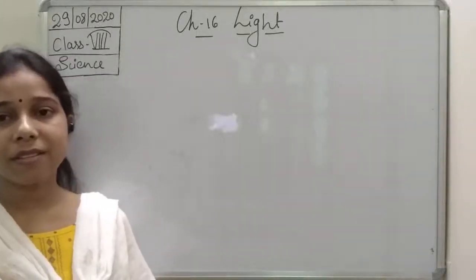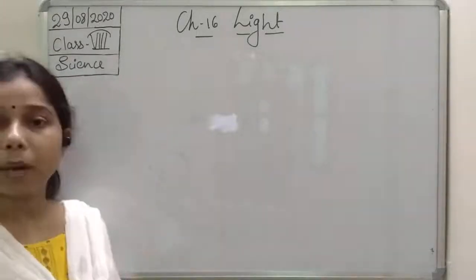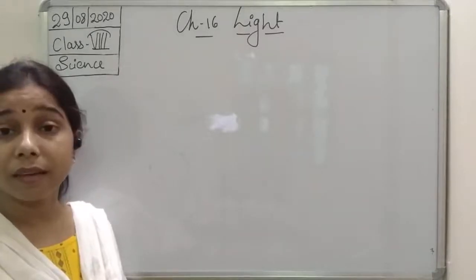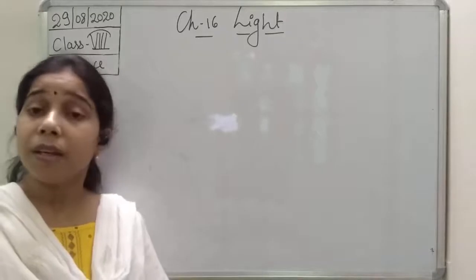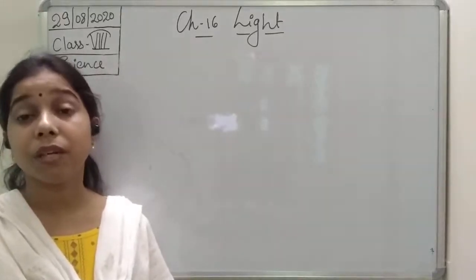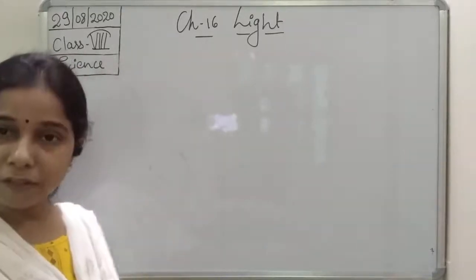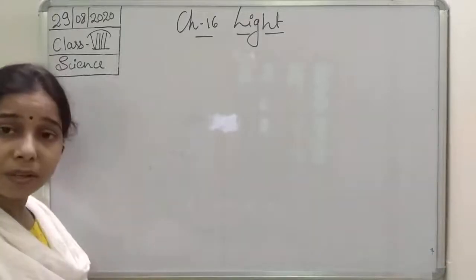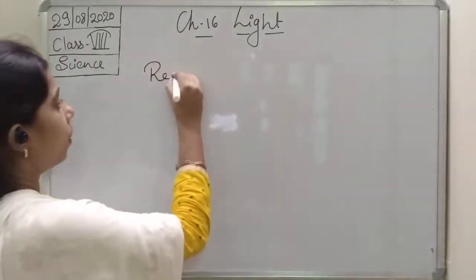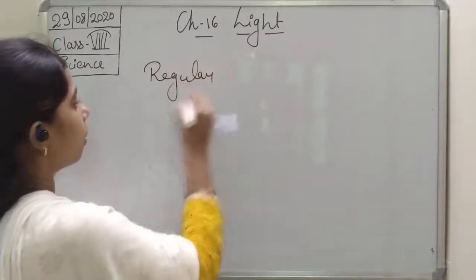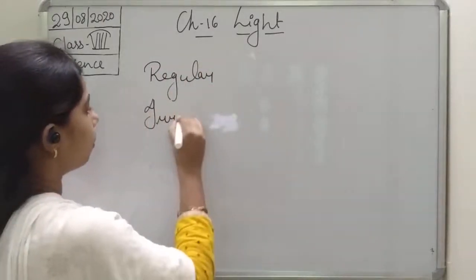So in the previous class, when we were studying about light, students, we discussed the reflection of light. During the reflection of light, we studied two things: the first is regular reflection and the second is irregular reflection.